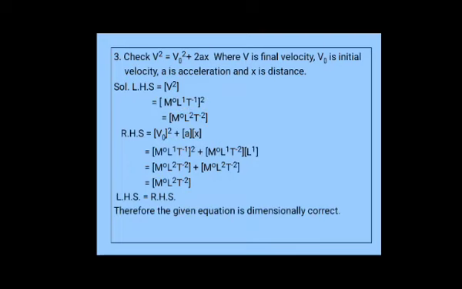Like this we can check the correctness of the equation using the dimensional formula. I hope you have understood the method of how to check the correctness. No doubt you have to practice it, then only you can understand clearly how to check the correctness of the equation. So practice by taking some more equations.